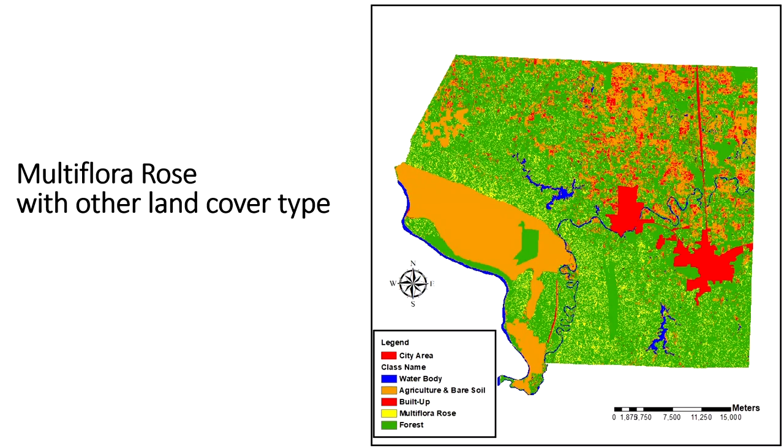Multiflora rose is mostly distributed in the southern part, the southeast, all the way to this part. It's ornamental, and people also use it as living fences. That's why.